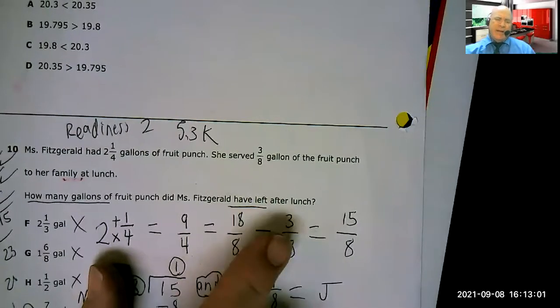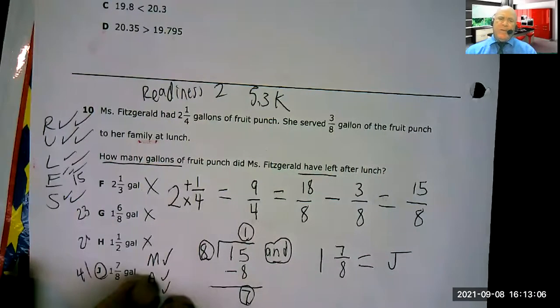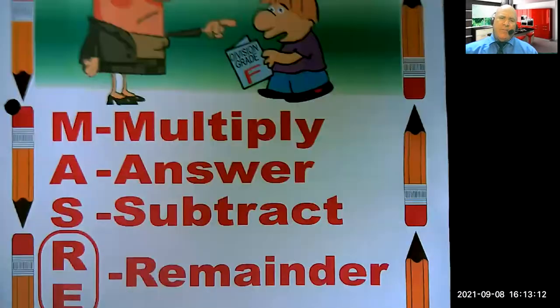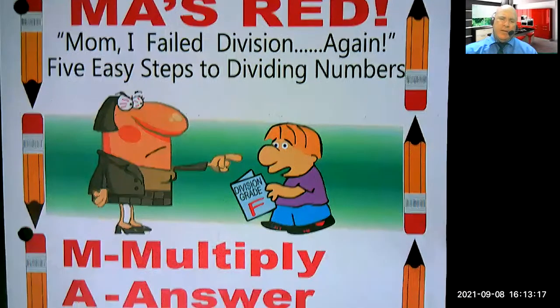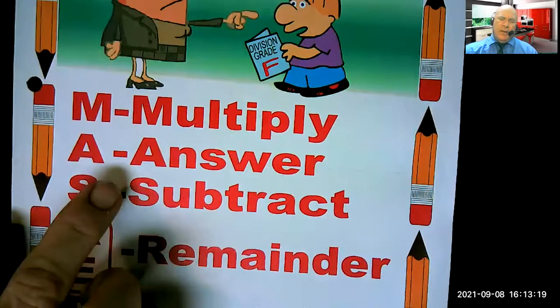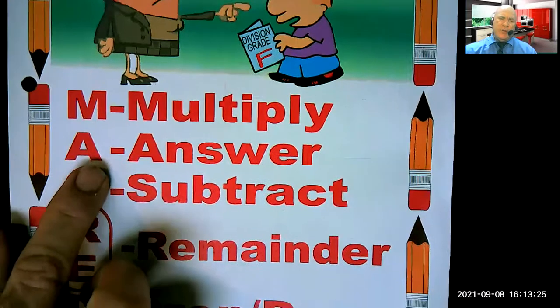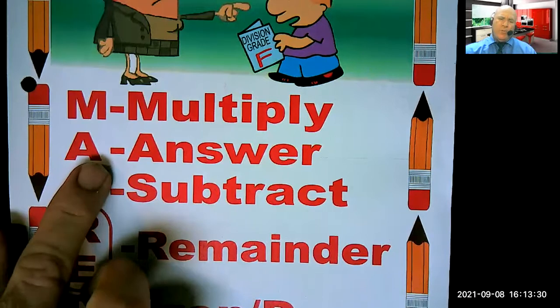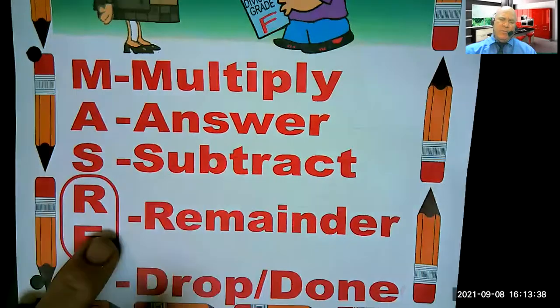The problem is that's not an answer choice. So I'm going to do a step that I call the M.A.S.R.E.D that you've seen in some of the other problems. M.A.S.R.E.D because I failed division again. We're going to multiply something and something again until we get an answer that's equal to the number that we're trying to get to the product or more. Once we find that answer, we'll subtract so that we can get a remainder, and then we'll either drop or we're done.